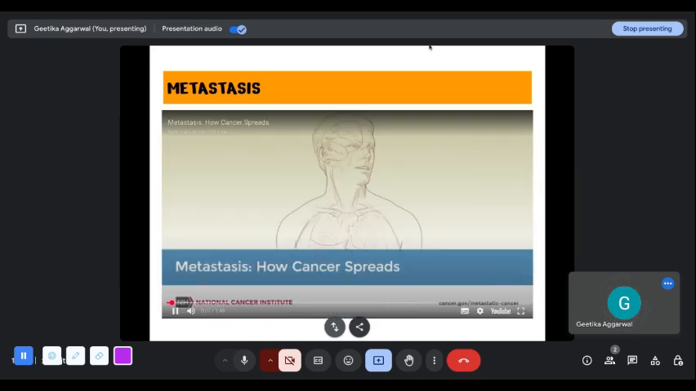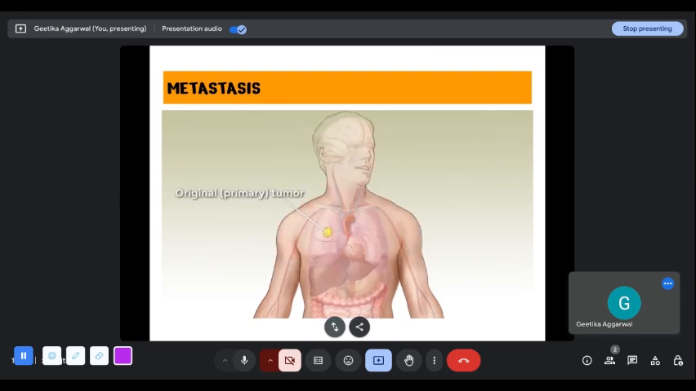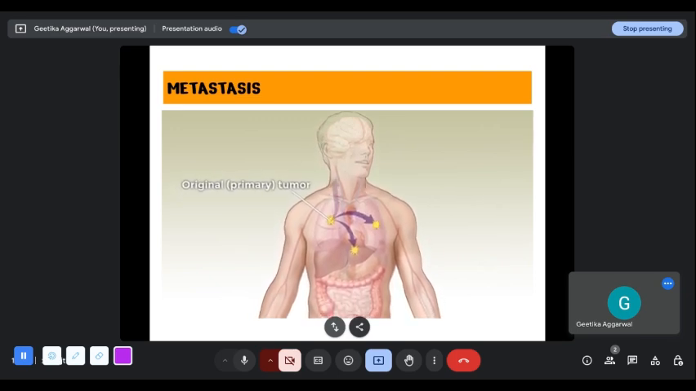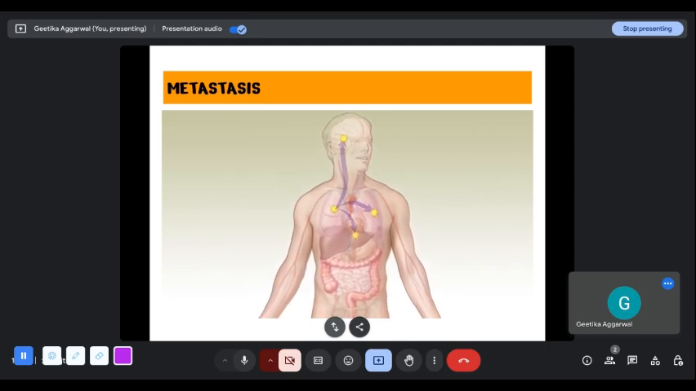Most cancer deaths are caused by metastatic cancer. Metastasis occurs when cancer cells break off from the original tumor, which is also called the primary tumor, travel through the body, and begin to grow in other tissues and organs. Metastasis causes death by damaging important organs, such as the brain, lungs, and liver.